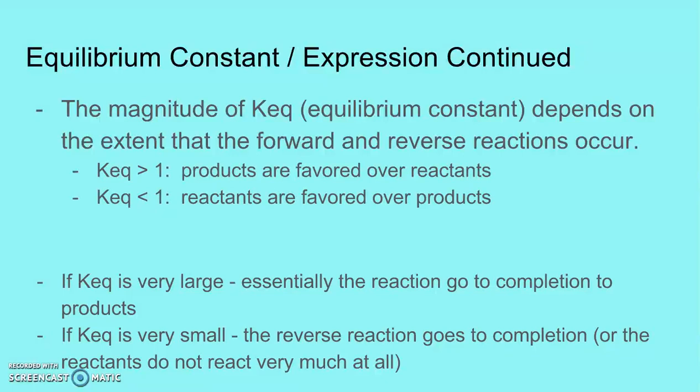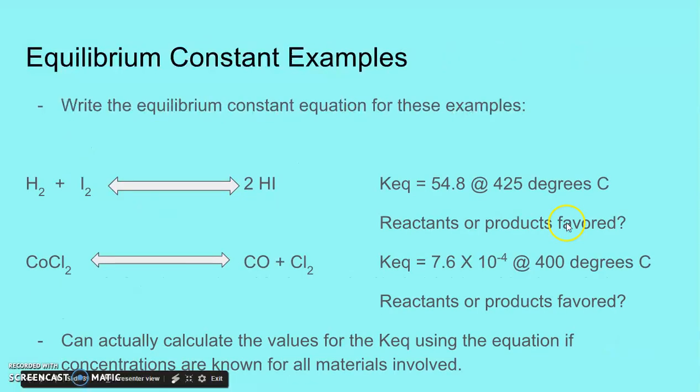If the KEQ is very large, essentially the reaction goes to completion of products. So the products are so favored that almost none of it goes to the reverse reaction. If the KEQ is very small, the reverse reaction goes to completion, or the reactants just don't react, so they stay that way. They do not form products at all. I'll show you some examples of this.